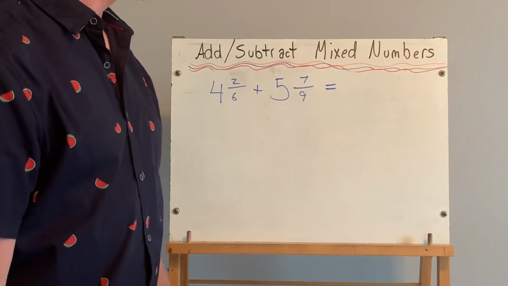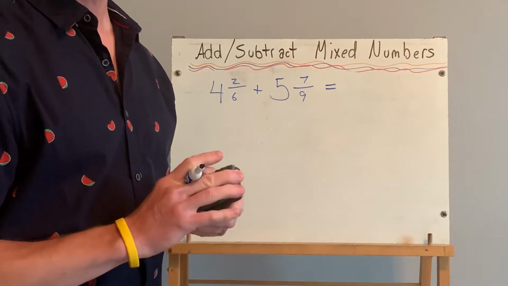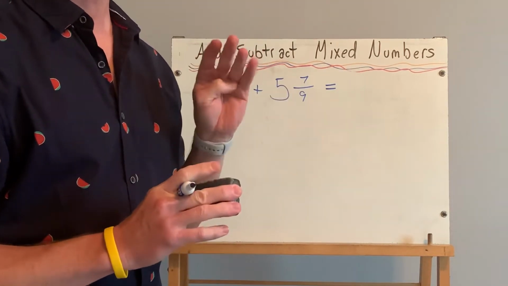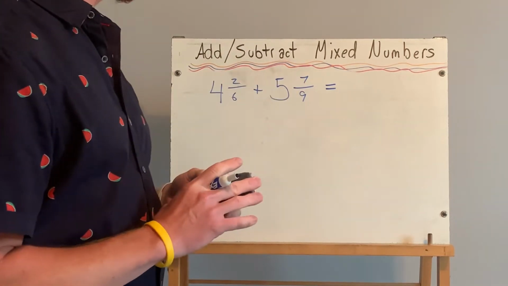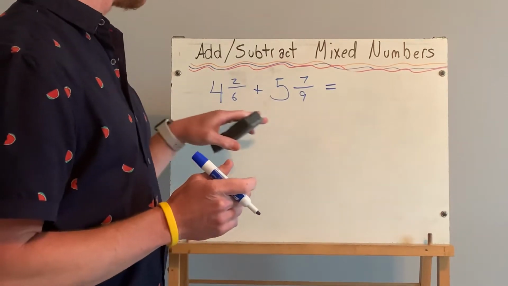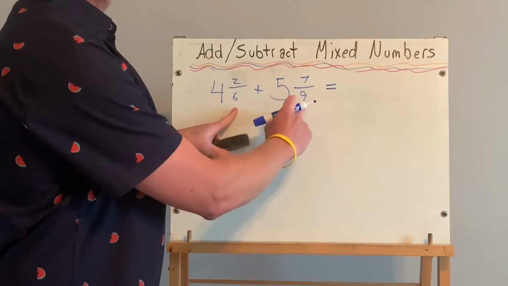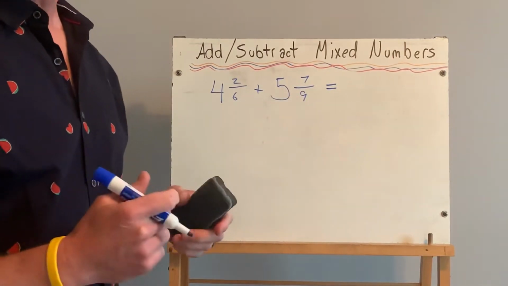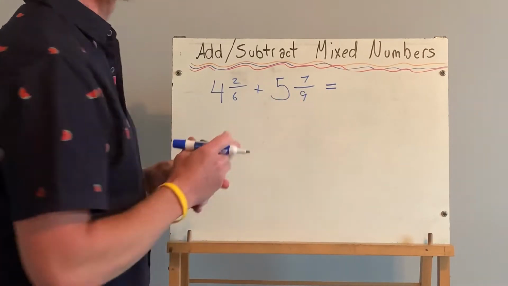But let's take a look at what we're doing here today. We have a quiz this Thursday on adding and subtracting fractions and comparing them. So heads up on that. Today we're going to be looking at adding and subtracting mixed numbers. But if you look at our example, 4 and 2/6 plus 5 and 7/9, my denominator is different. And we know we cannot add, subtract, or do anything with fractions unless our denominator is the same.